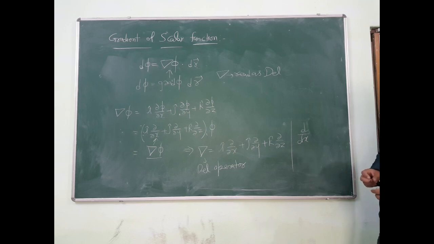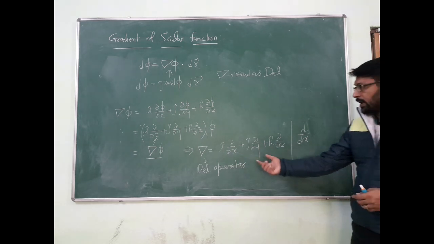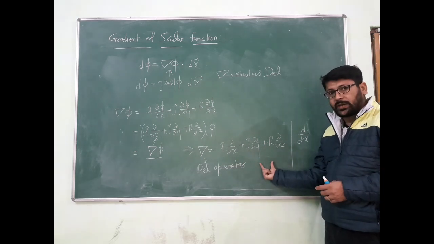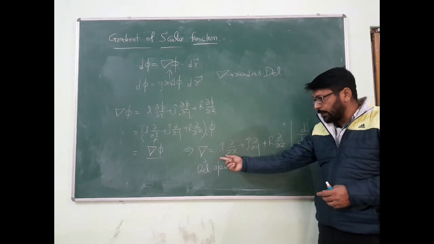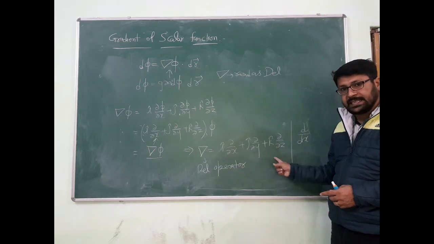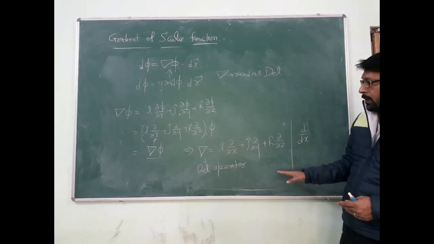Okay, so this is an operator and this is how we define this del operator. Okay, this is a vector operator because it has these directions i, j and k.